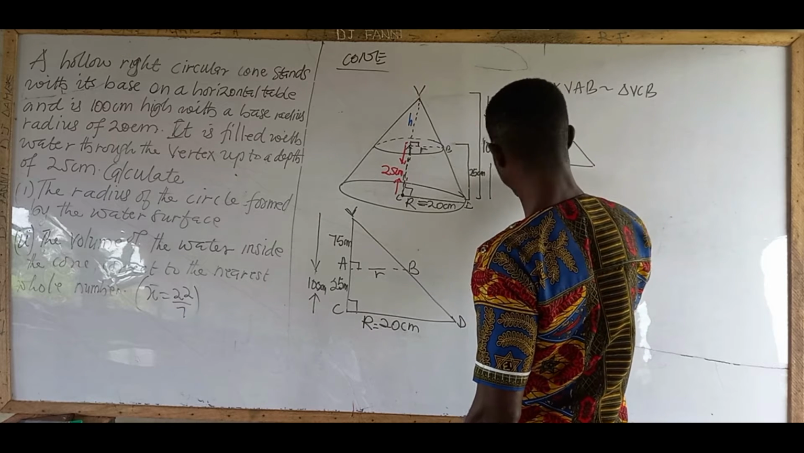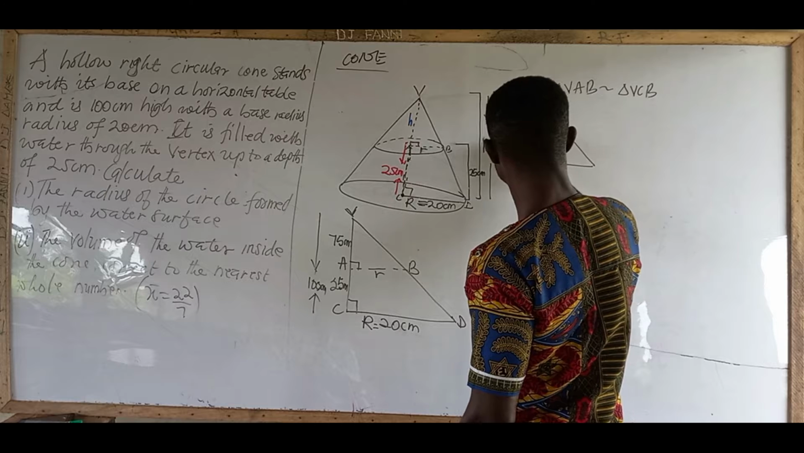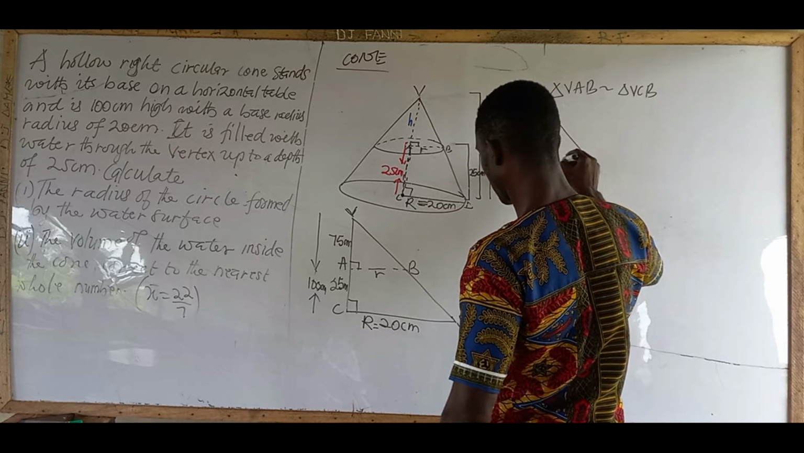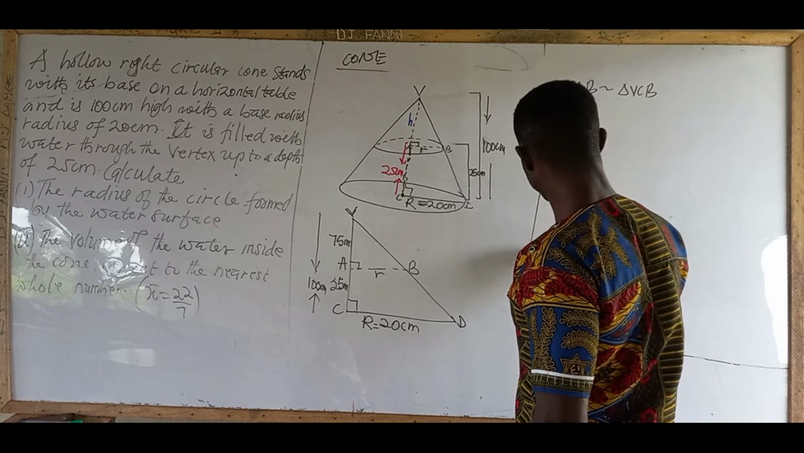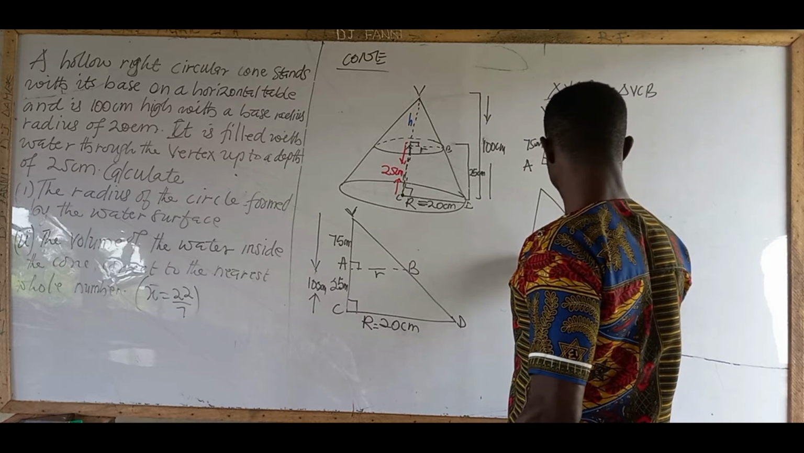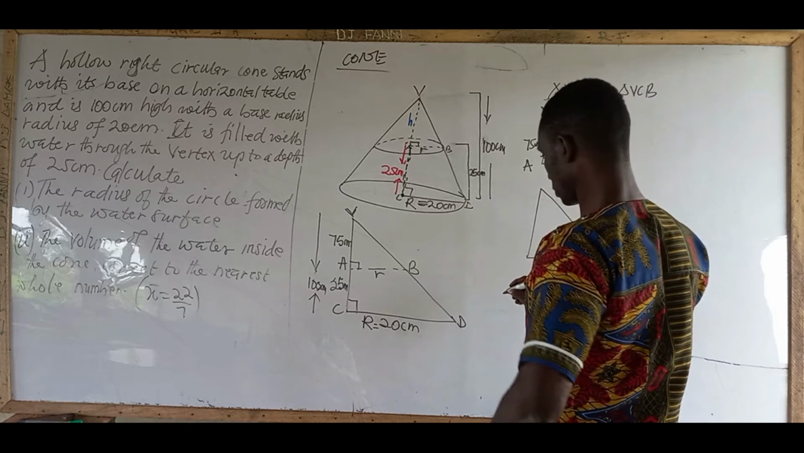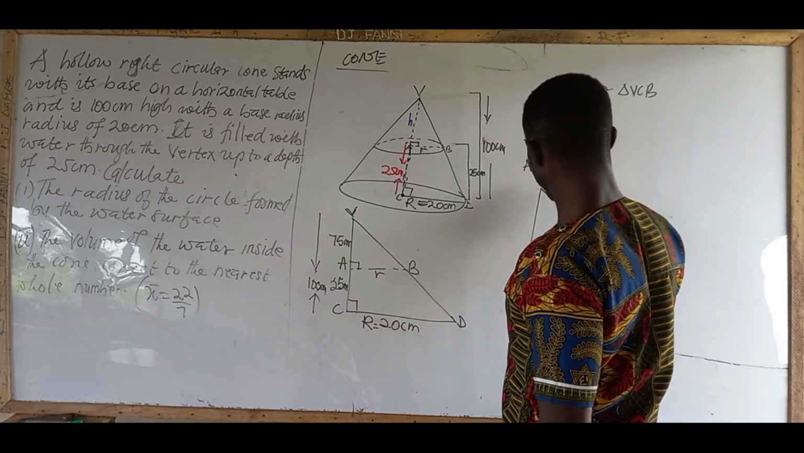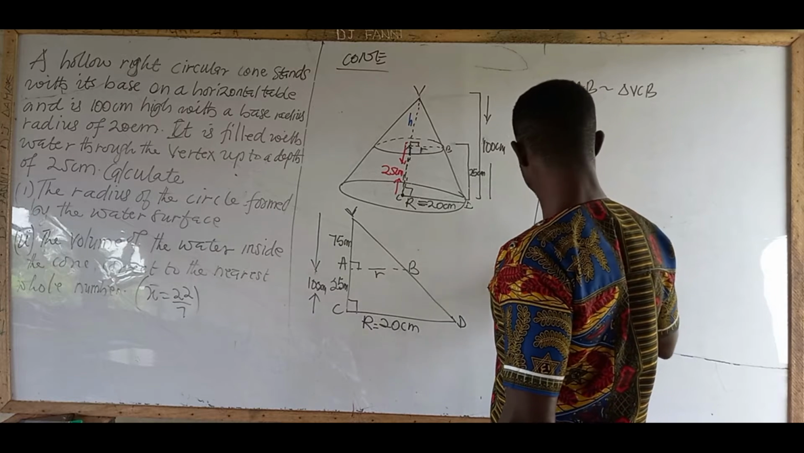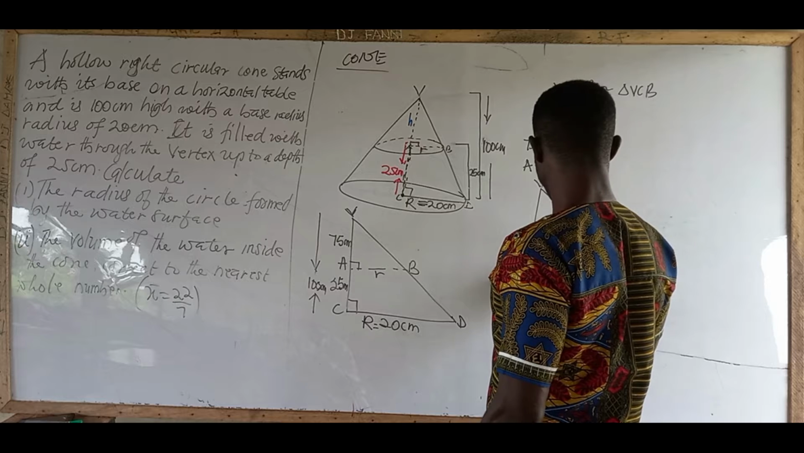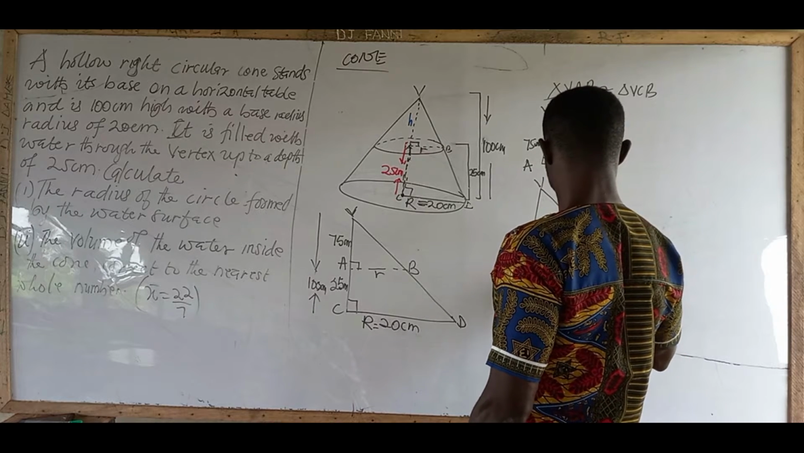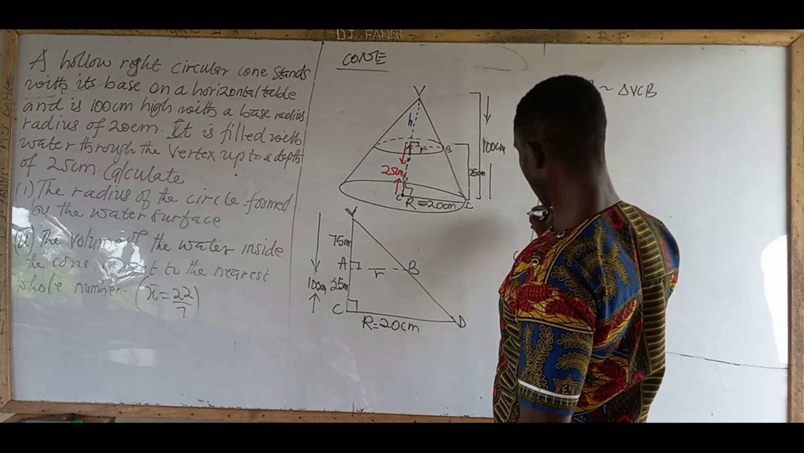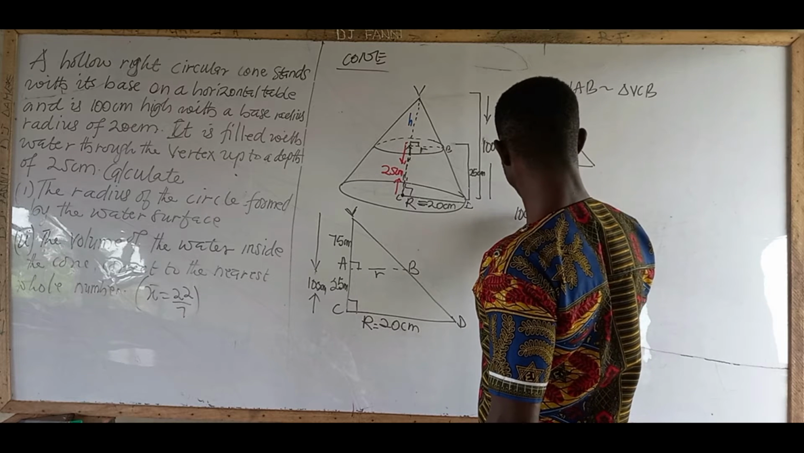V is here, A is here, 75 centimeters is here, R is here. Then the bigger triangle. We have this, we have V, C, D, here being 20 centimeters. Here, 100 centimeters.